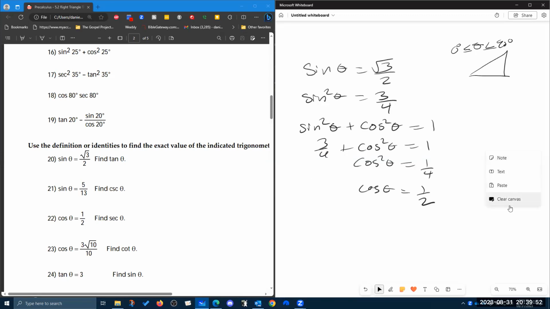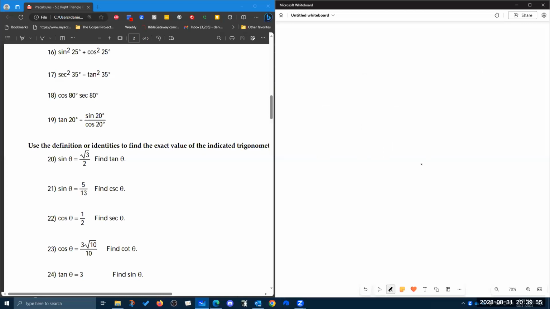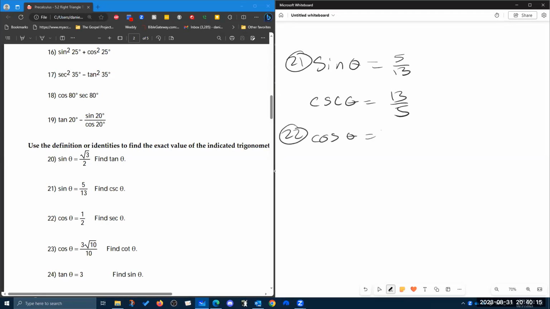Now let's go ahead and use sine theta is equal to 5 over 13. So we're going to find cosecant theta by taking the reciprocal, like so. And that was number 21. For 22, cosine of theta is 1/2. And we want to find secant theta, which is the reciprocal of 1/2, which is 2/1 or 2.